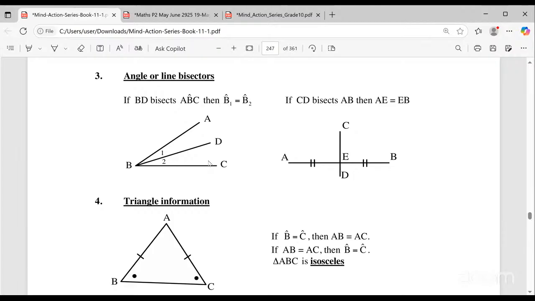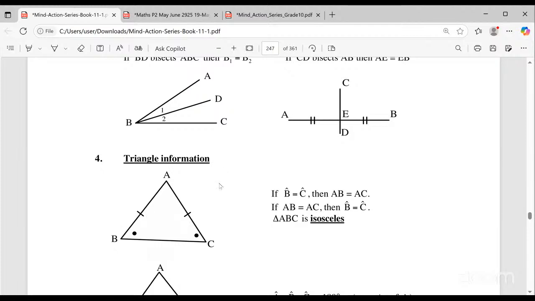Same applies with the line. If the line bisects another line, it means that line 1 cuts line 2 into two equal portions. Therefore, if line CD bisects a line AB, it means AD will be equal to DB. Then this is the triangle information. We have been saying this, guys.